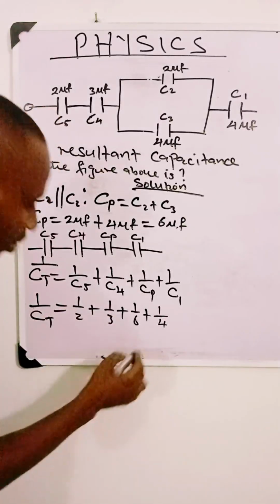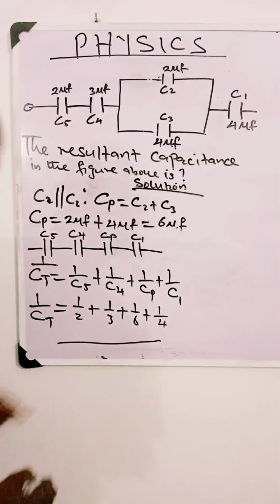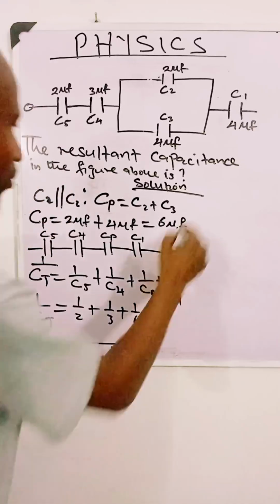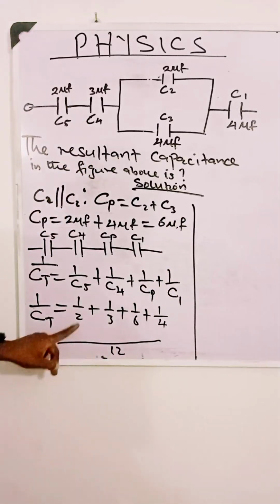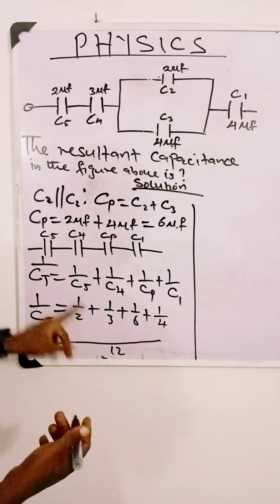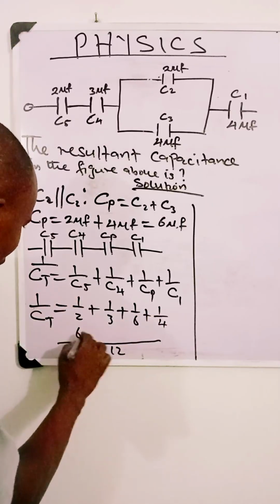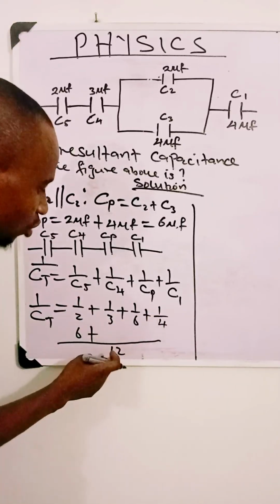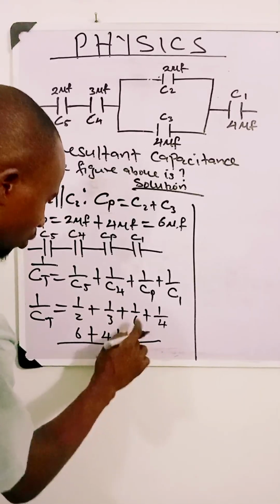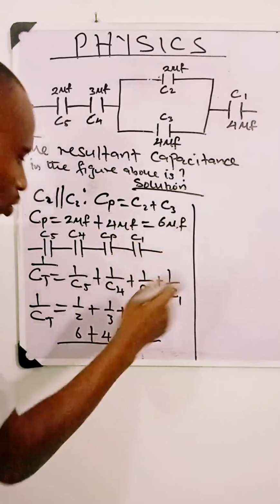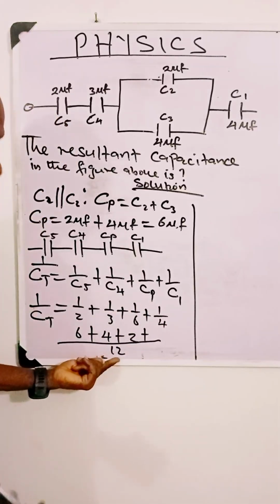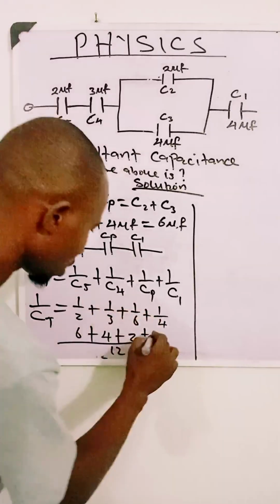So applying simple fraction principle here, the LCM here is 12. So 2 into 12 is how many times? 6 times. 6 times 1 is 6. Bring your plus. 3 into 12, 4. 4 times 1 is 4. Bring your plus. 6 into 12, 2. 2 times 1 is 2. 4 into 12, 3. 3 times 1 is 3.